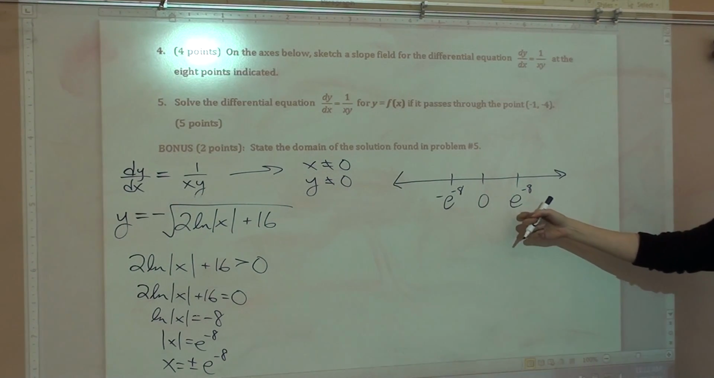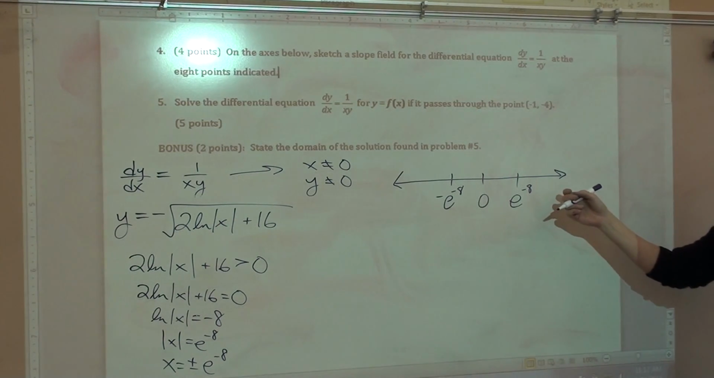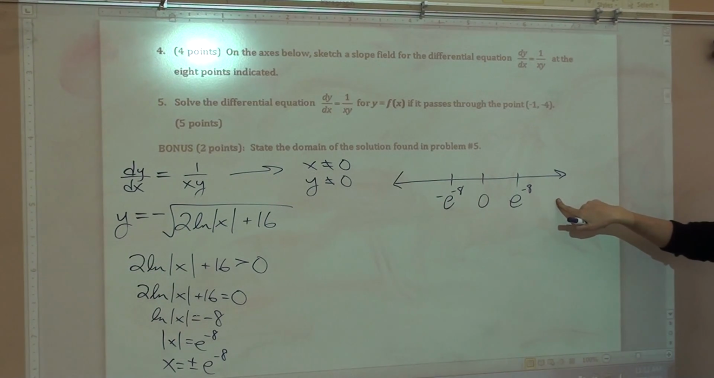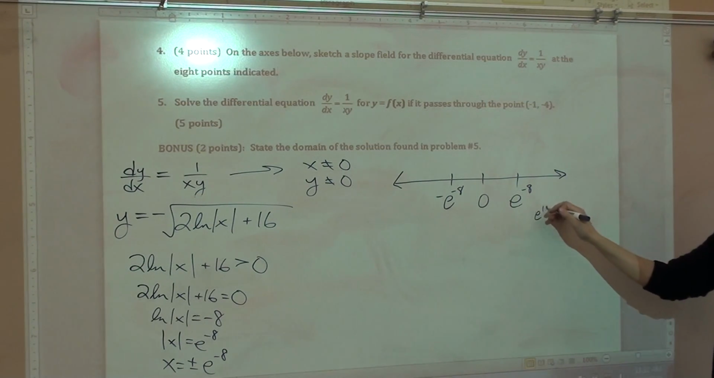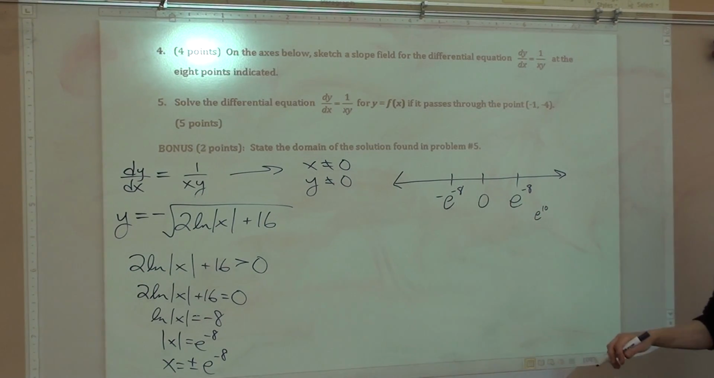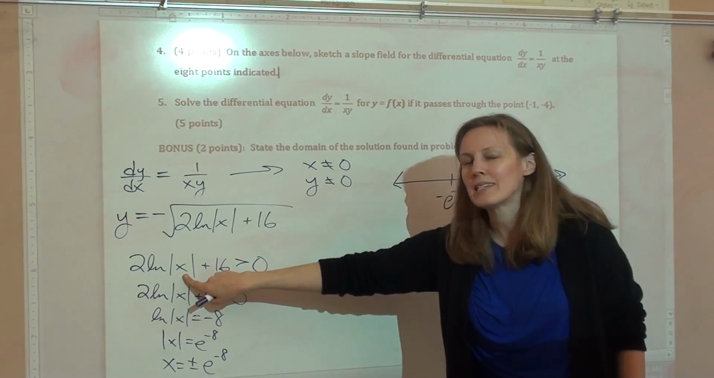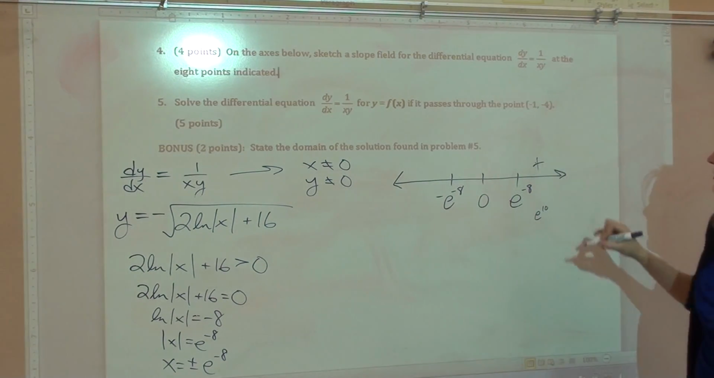E to the negative 8, so 1 over e to the 8th. So we would want a power that's bigger. So e to the 10th, right? If we pick e to the 10th, we know that's way bigger than e to the negative 8th. So we plug in, and the natural log of e to the 10th is 10. 2 times 10 is 20 plus 16, that's super positive.